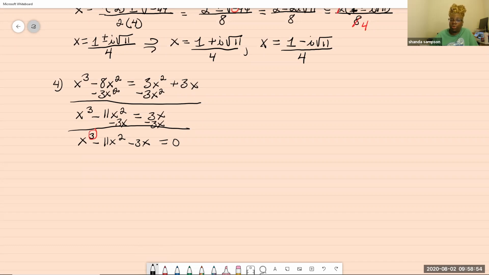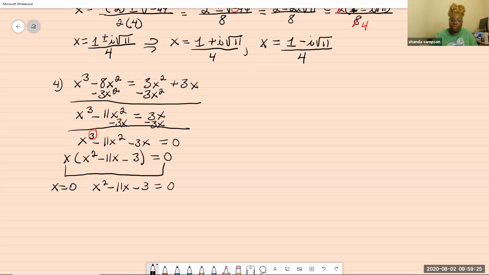But the first thing is, remember, when you look at this, you can factor out an x. You have to go back. You have to remember your rules. Factor out an x, leaving you with x squared minus 11x minus 3 equals 0. Now, this is an answer you should know from doing other math. You set x equal to 0, and then you set x squared minus 11x minus 3 equal to 0. So here's one answer, because that says x equals 0.